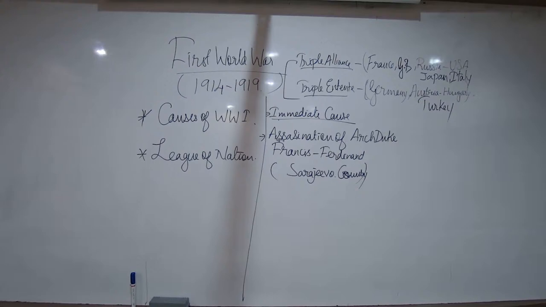U-boat matlab pani ke andar jata. And continuously fires the rockets to see ki utna U-boat kaisa hai. And unluckily, there is a British ship called Lusitania. What is the name of the ship? Ek missile leke us ship ko hit kar deta.